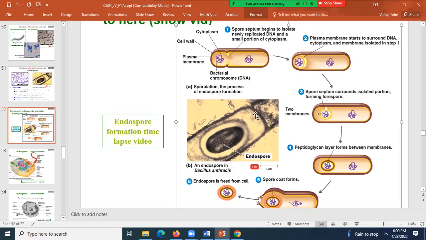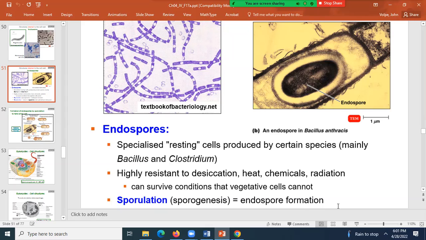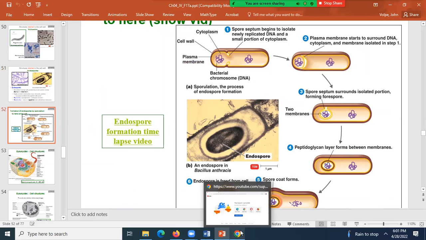And it's not mitosis, because prokaryotes don't have mitosis. It's literally called sporulation, endospore formation. All right, let's watch the little video.